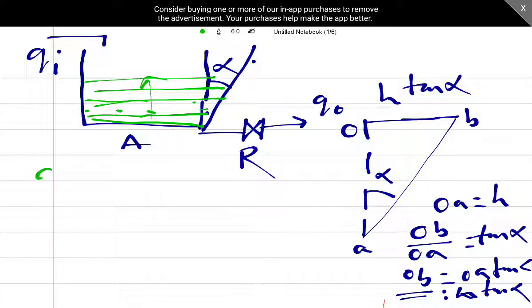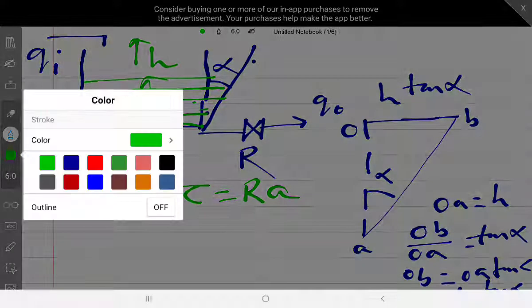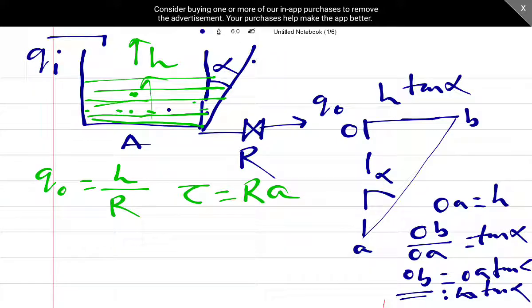The value of Q naught will be equal to h divided by r, and as we know the tau, the time constant, is equal to r into A. At any height h, as the height is getting increased in this direction, if I consider this is the height, and we may consider this is also another height, I will take another color. So this is one height, this is another height, this is another height.